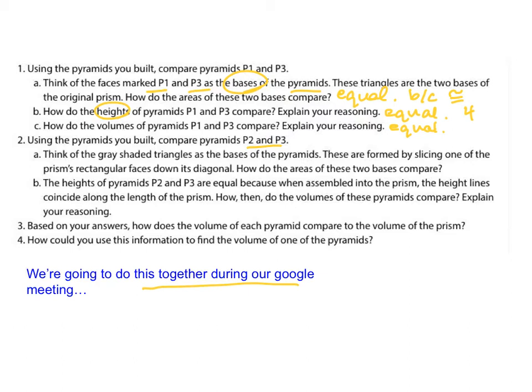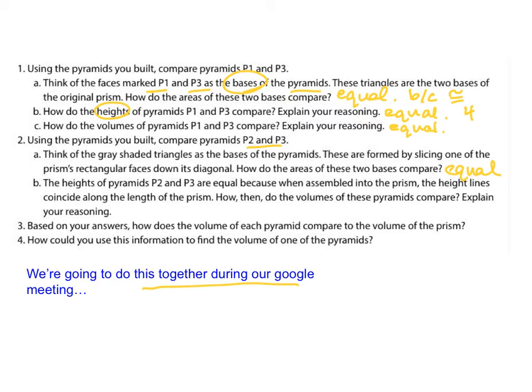These are formed by slicing one of the prism's rectangular faces down its diagonal. How do the areas of these two bases compare? I'm holding them up. I can actually put them together, and they are, wait, I lost it. Dark and dark. They are equal, okay? So the triangles match up, the bases are equal.